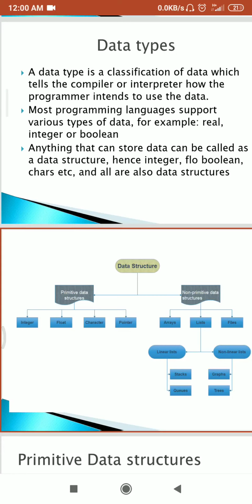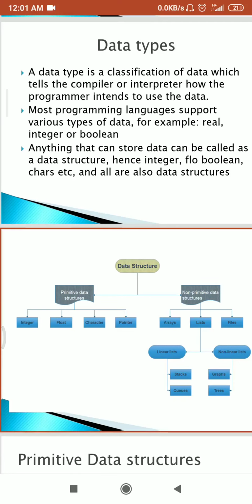For the integer, so many bytes; for the float, so many bytes. It has to be defined by the compiler. So the data type specifies to the compiler which kind of data we are going to use and how many bytes will be occupied for the particular data type.